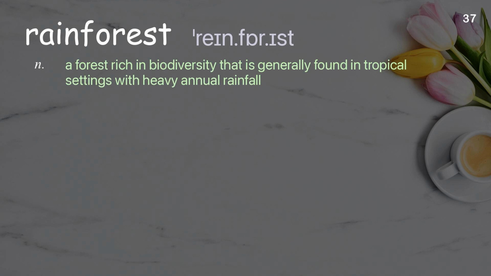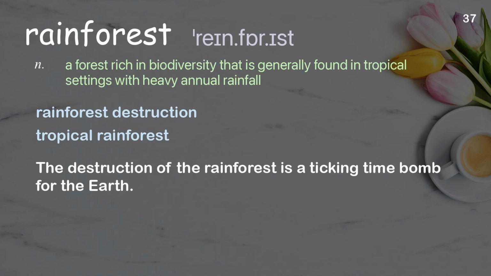Rainforest: A forest rich in biodiversity that is generally found in tropical settings with heavy annual rainfall. Examples: Rainforest destruction. Tropical rainforest. The destruction of the rainforest is a ticking time bomb for the Earth.